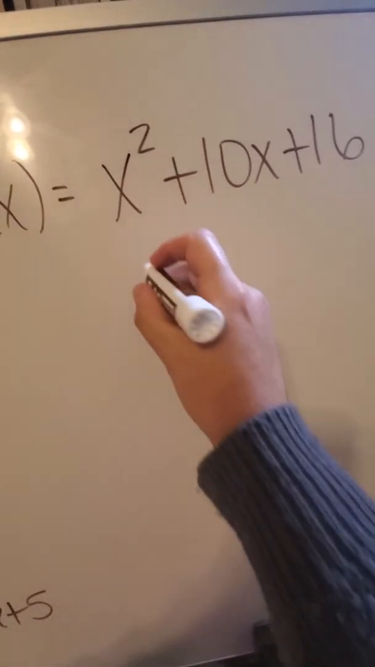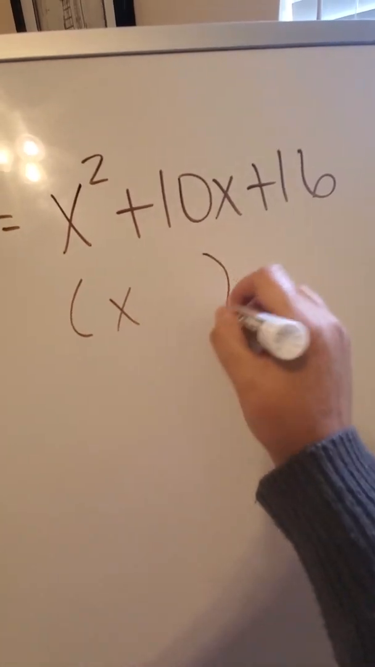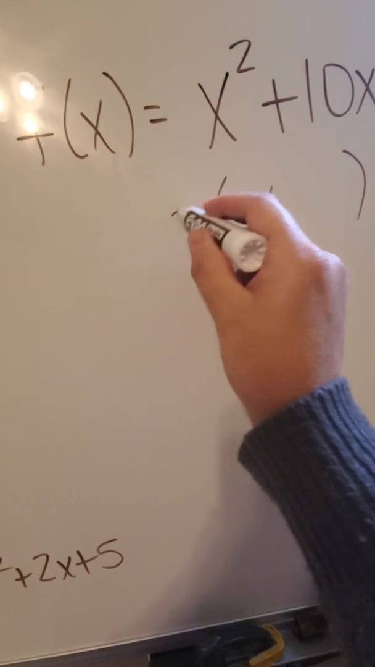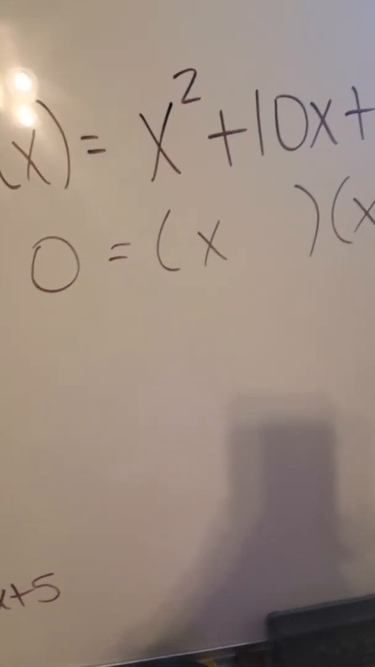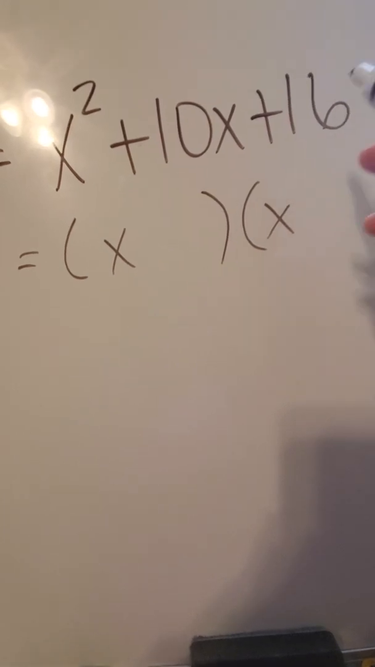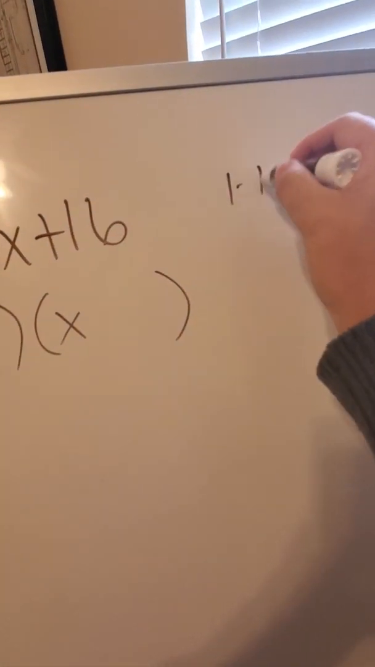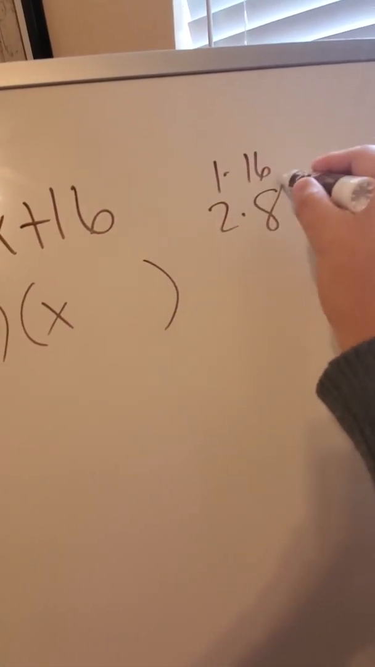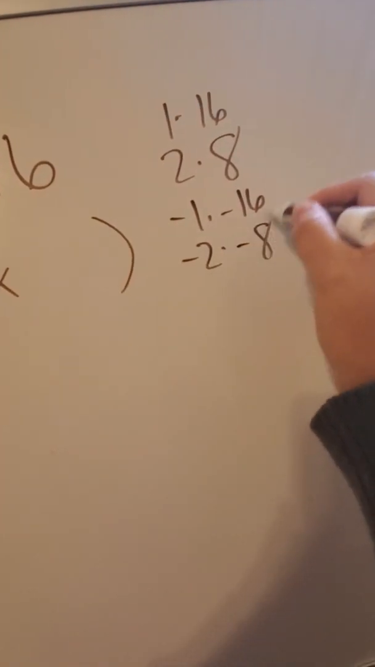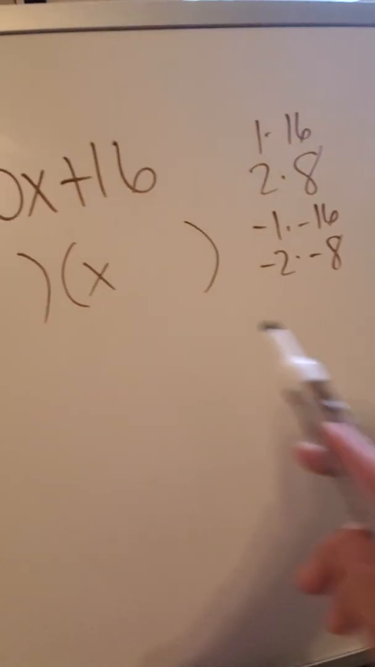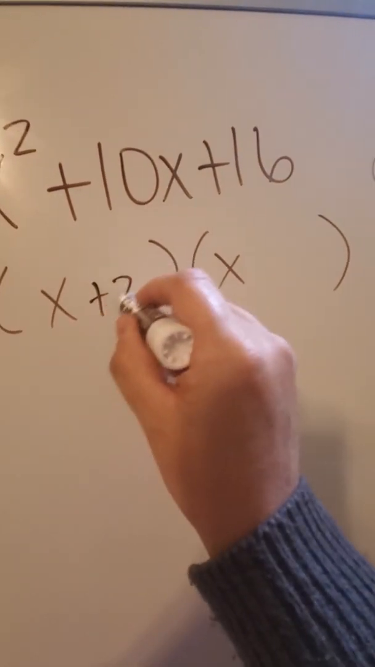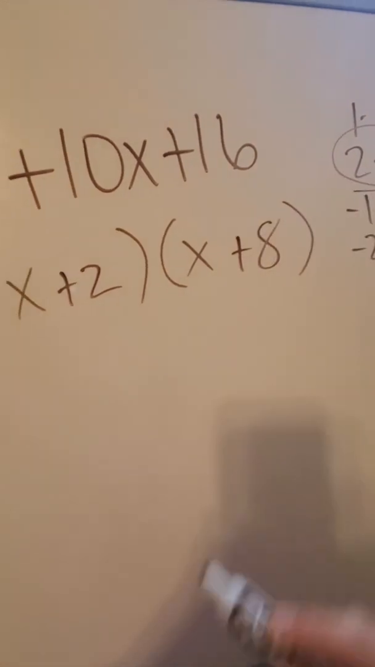So if I look at this one, like I said, I really want it to be like this. If they want to know the x-intercepts, then y equals 0 at that point. And so I want to know what two numbers multiply to give me 16, right? So 1 times 16 and 2 times 8 and -1 times -16 and -2 times -8. Now, out of those, what will add to give me a positive 10? Well, 2 and 8, right? So plus 2 and plus 8.